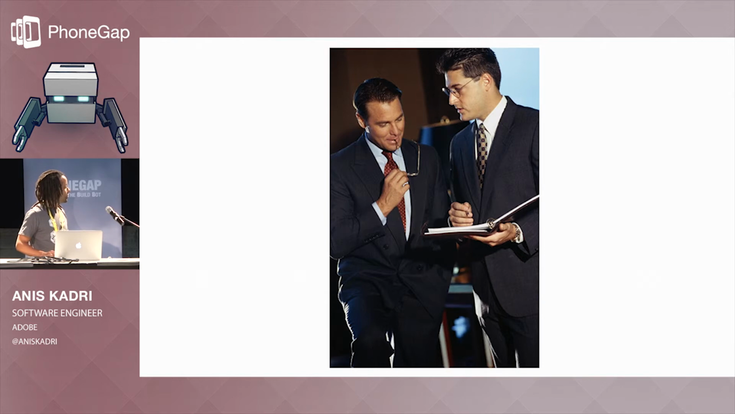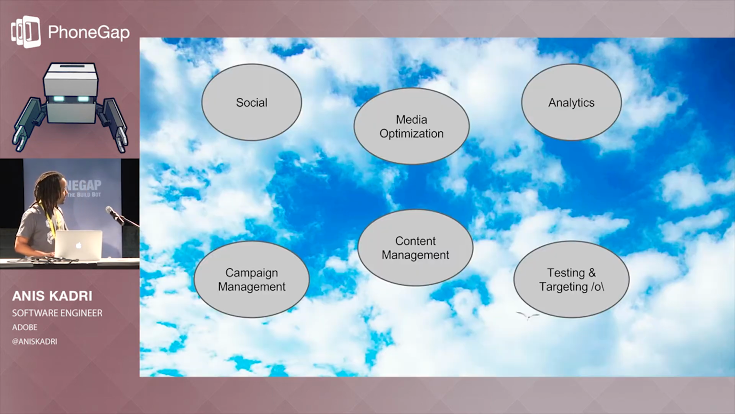So to appeal to these guys, we need to provide them with the features that they want. And what are those features? So those guys want these things. They want social, they want to optimize media, they want analytics, they want to track you, they want to manage their content, and they want to launch campaigns and manage them. And of course, they want everything in that thing in the back.